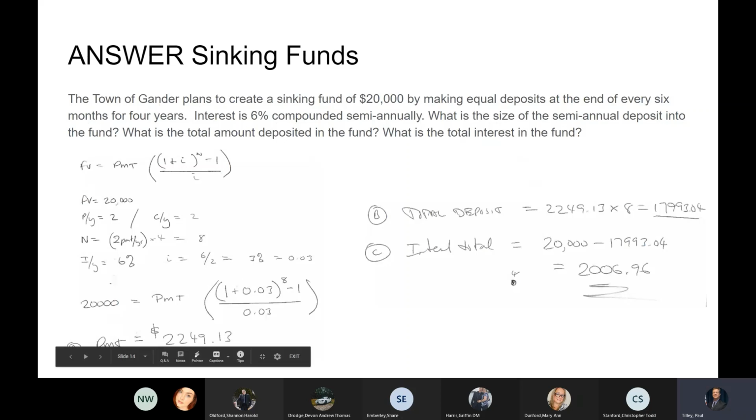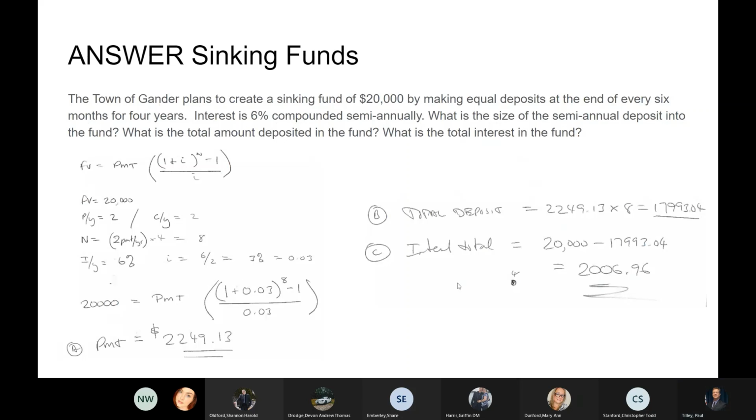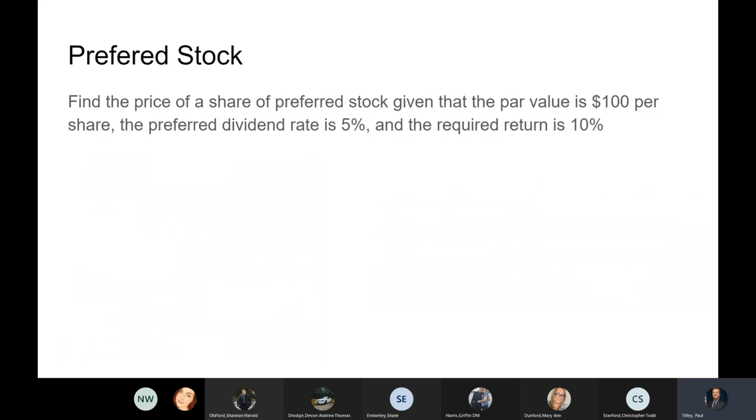So the total amount of money that we're actually putting into this is the payment times 8, which is $17,993. We're getting $20,000, so the difference between the $20,000 and $17,993 must be interest, which is $2,006.96. So that's a simple one. The problem looks more daunting than it actually is. You just have to be able to pick out the main parts. Any questions on that?